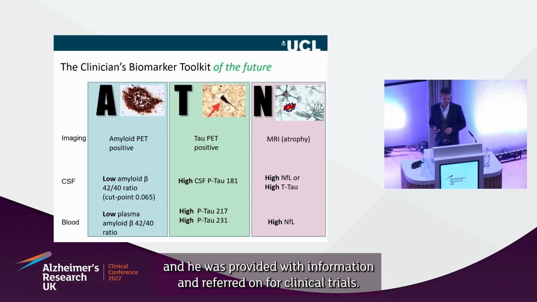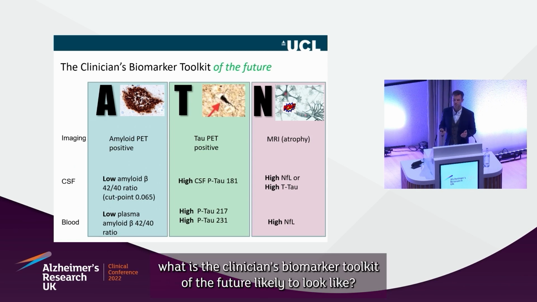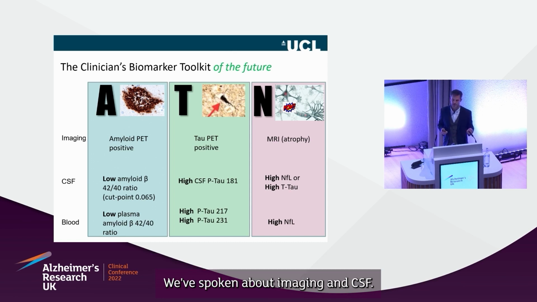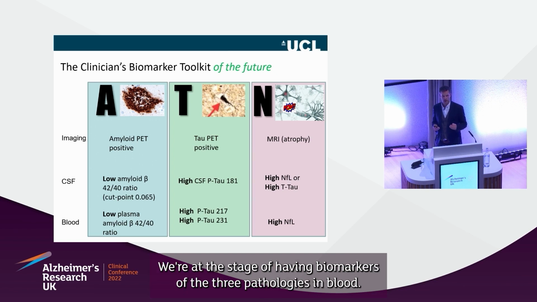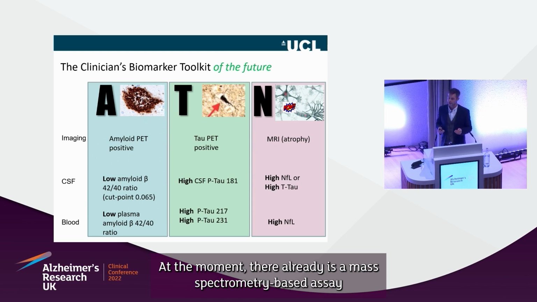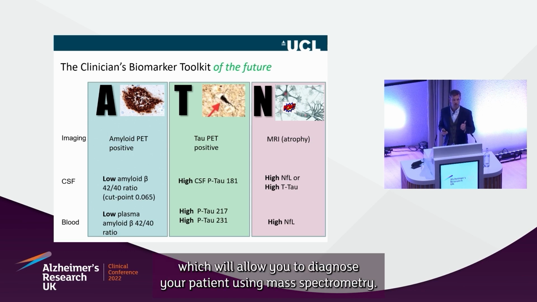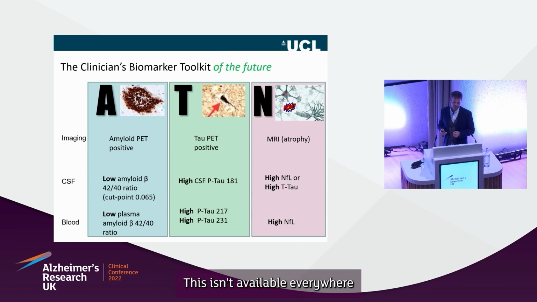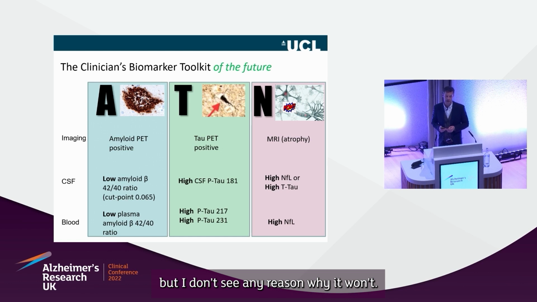Okay, in the last couple of minutes, what is the clinician's biomarker toolkit of the future likely to look like? So we've spoken about imaging and CSF. The main difference, I think, is going to be with blood. So we're at the stage of having biomarkers of the 3 pathologies in blood. At the moment, there already is a mass spectrometry-based assay looking at the 42 to 40 ratio, which will allow you to diagnose your patient using mass spectrometry. This isn't available everywhere, and it hasn't been translated through to clinical practice, but I don't see any reason why it won't.